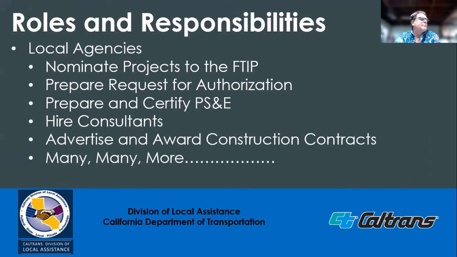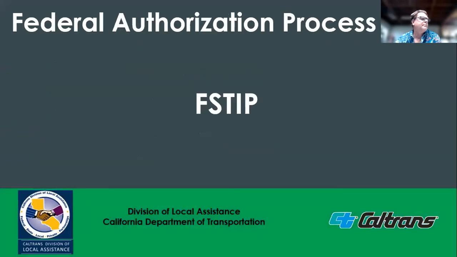Local agencies have the primary responsibility for implementing projects utilizing federal funds. Local agencies are responsible for nominating projects into the FSTIP, preparing the request for authorization for each project, preparing and certifying the PSNE, selecting consultants and approving consultant service contracts. They advertise and award construction projects and many, many more. As I mentioned, federal law requires projects to receive federal funding be incorporated into the federal statewide transportation improvement program.